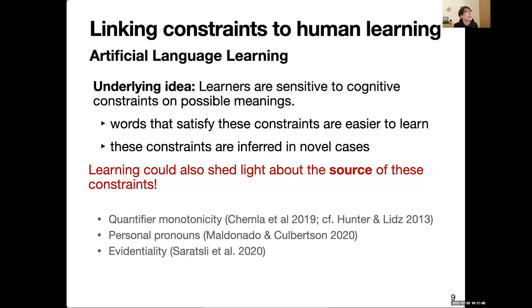And in order to tease apart the two claims that I suggested earlier, we might need some other experimental designs where learners actually learn both interrogative and declarative complements in the input, and see whether predicates that satisfy C-distributivity and predicates that don't satisfy C-distributivity differ in the ease of learning, for example.